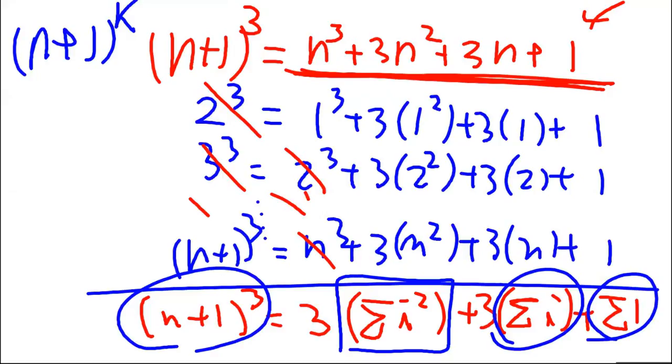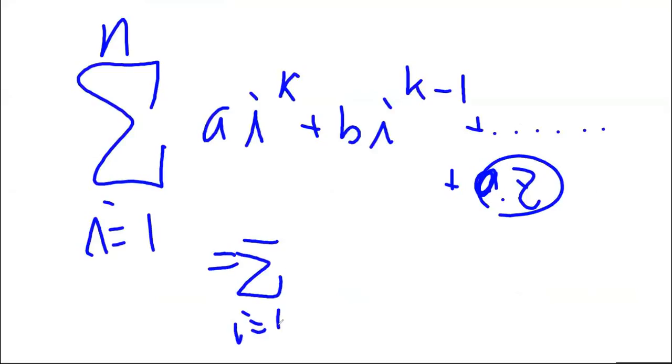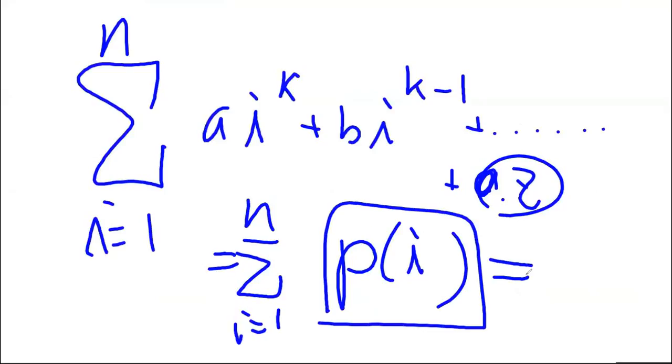So basically I'm telling you, if you give me a summation from i equals 1 to n of a i to the power k plus b i to the power k minus 1, and so on, plus the last coefficient, any polynomial of i, you should be able to solve its sum. With that, I plug it into my loop, and when I do loop programming it will be much faster.